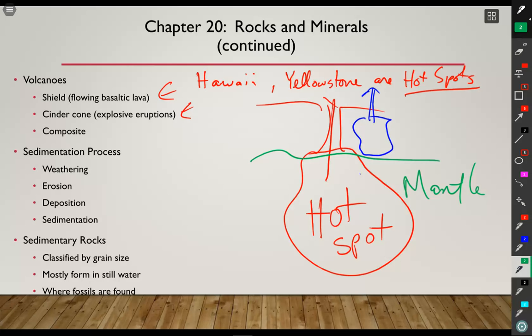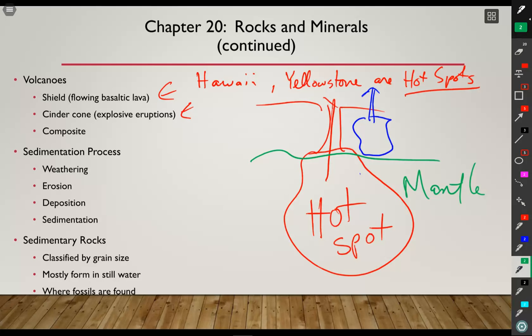Don't just say, oh, that's volcanoes. Where's the other place that you likely find volcanoes? There's actually a couple other places. Is it plate boundaries? Okay, plate boundaries.